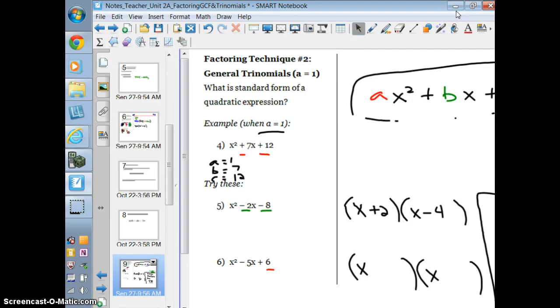But we figured out those numbers. And that's how you factor a trinomial. So do the rest for practice, and raise your hand if you need help. Great job.